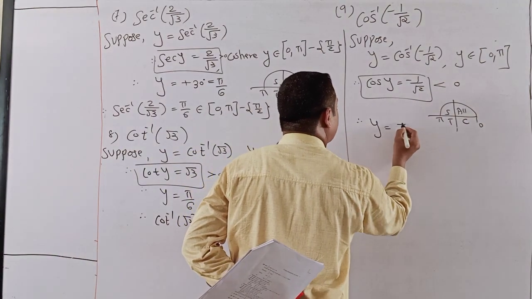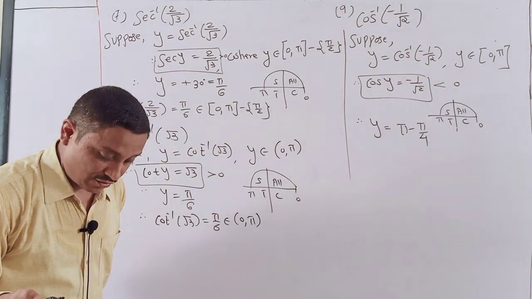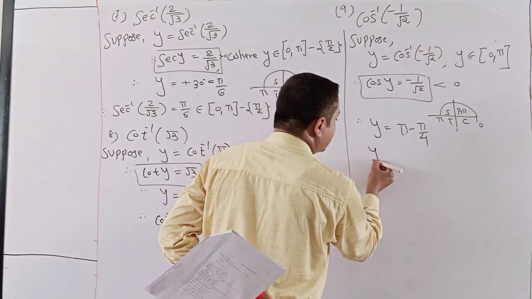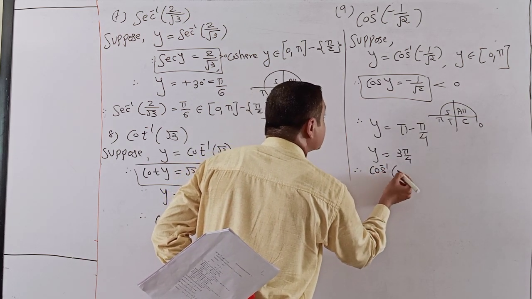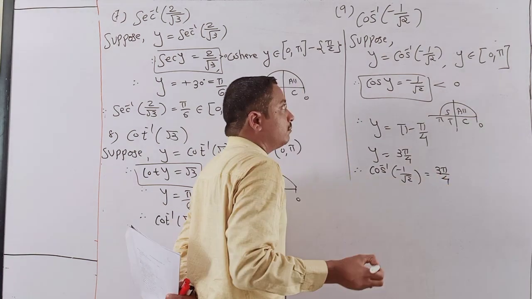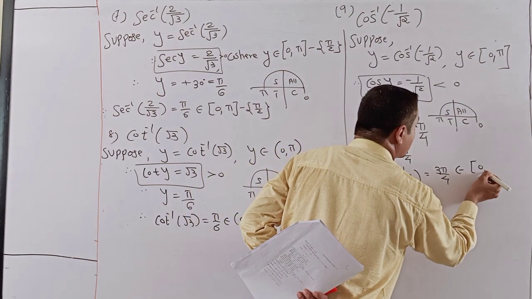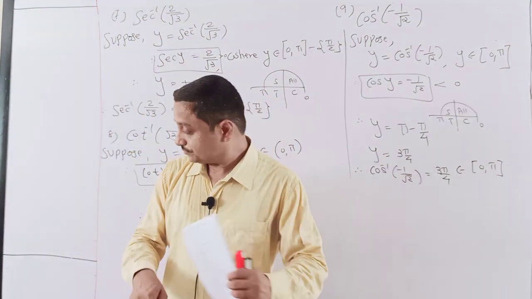So y is equal to pi minus, and how many degrees? It is 1 by root 2, 45 degrees. So y is equal to 3 pi by 4. Finally done. Cos inverse minus 1 by root 2 is 3 pi by 4, belongs to my range 0 to pi, and happily done. Here is your next one.